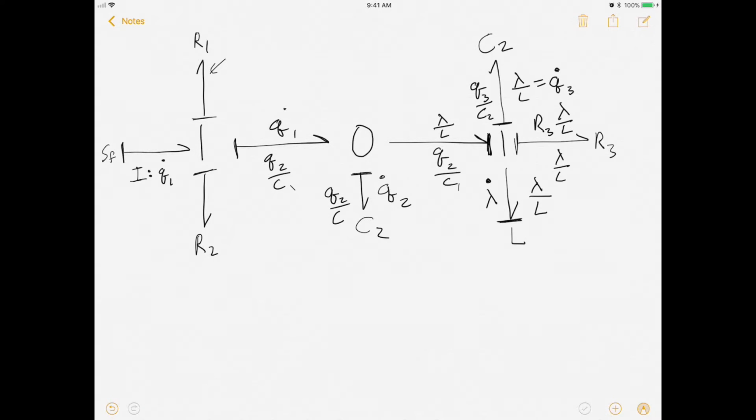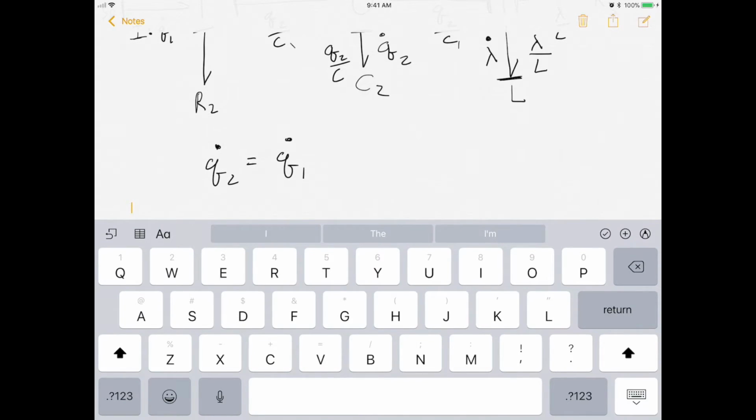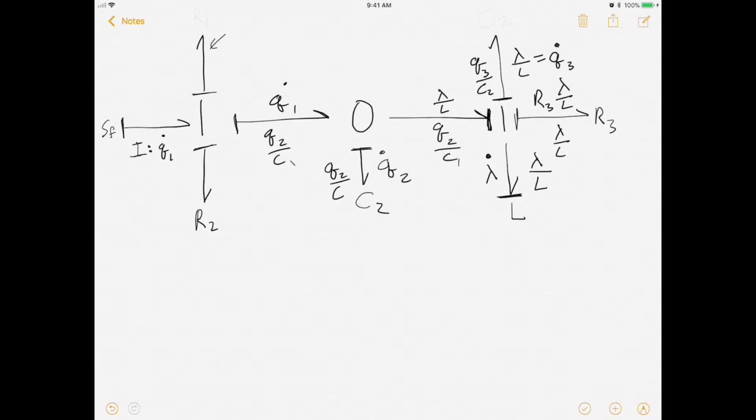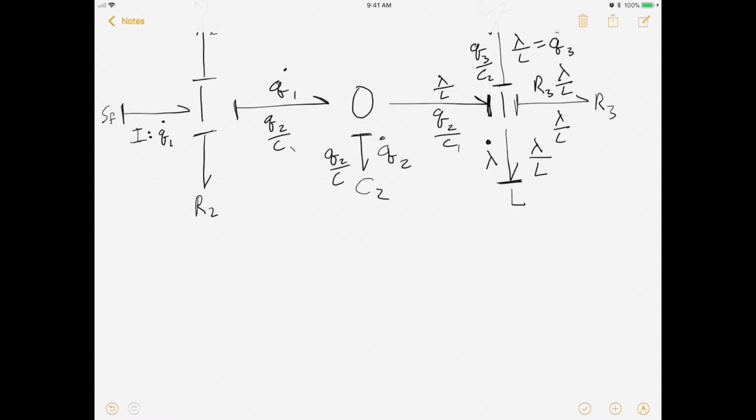I'm going to put Q1 right here to simplify things. So let's just say Q2 dot is equal to Q1 dot, because Q1 dot is... I'm going to take these junctions and sum them together. In this first equation, we see Q1 dot is going into the zero junction, so we're going to say Q1 dot is positive. Next, we also see that Q2 dot is going out of the system, so we're going to say minus Q2 dot.